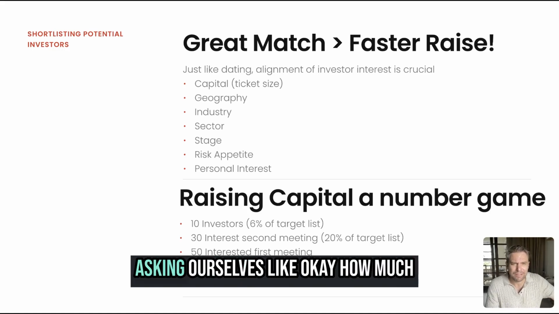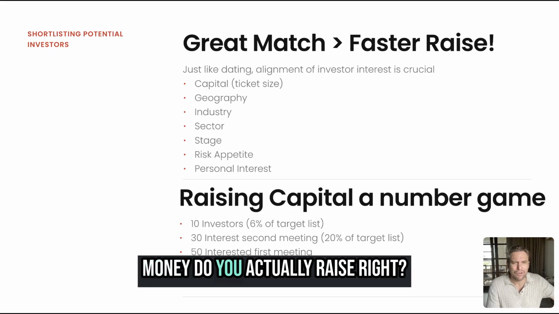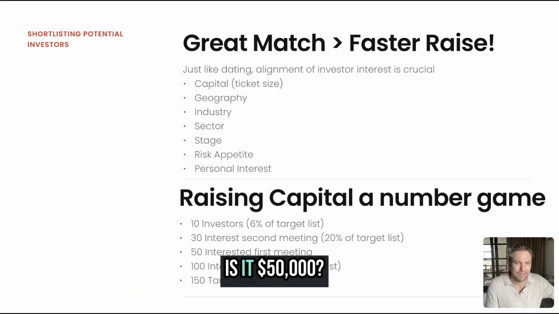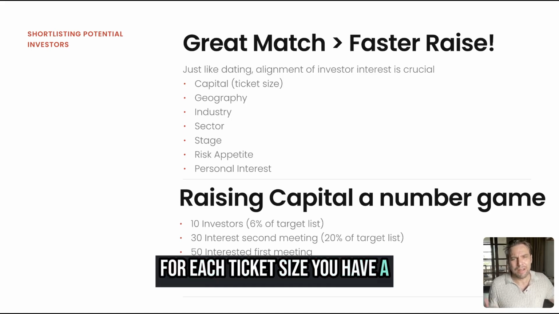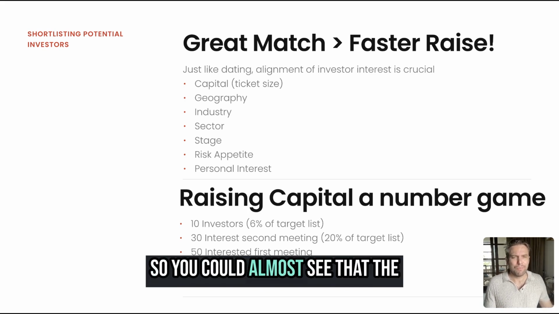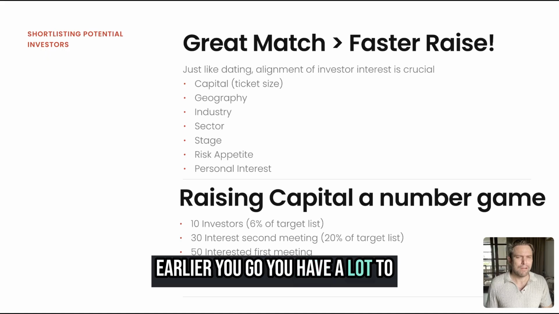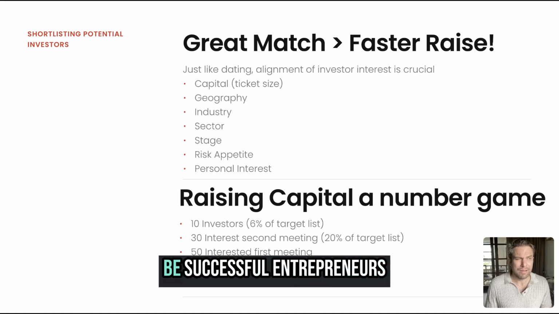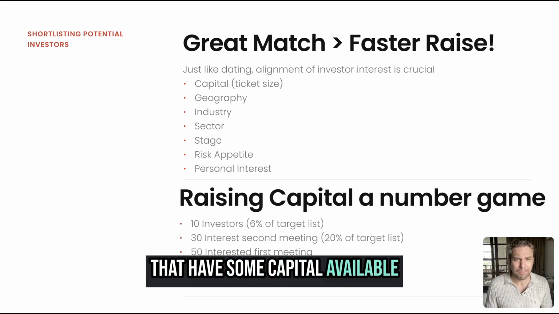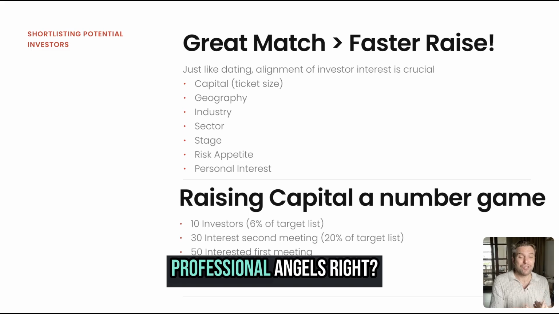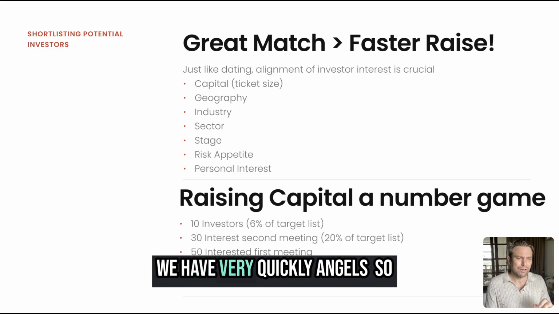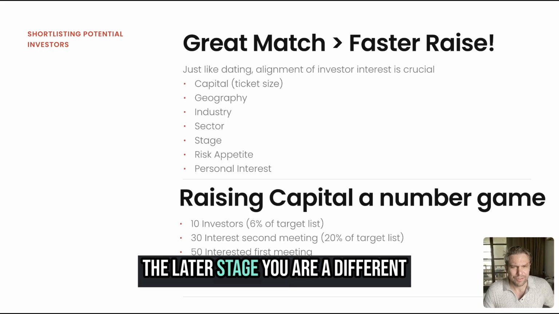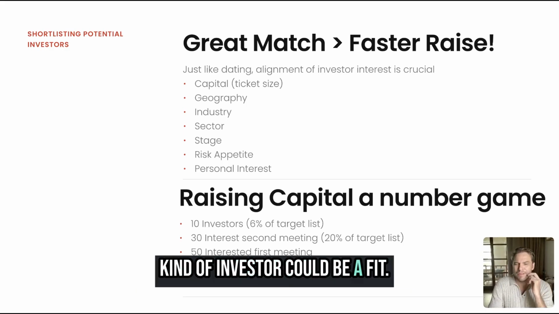So that starts first by asking yourselves like, okay, how much money do you actually raise, right? Is it 50,000? Is it 200,000? Is it 500,000? Is it 5 million? Is it 50 million? For each ticket size, you have a different range of investors. So you could almost see that the earlier you go, you have a lot to deal with micro investors, maybe successful entrepreneurs that have some capital available and would like to deploy that. Then you have more like professional angels, right? In this case, business angels. Then we have, of course, very quickly angels. So the later stage you are, a different kind of investor could be a fit.